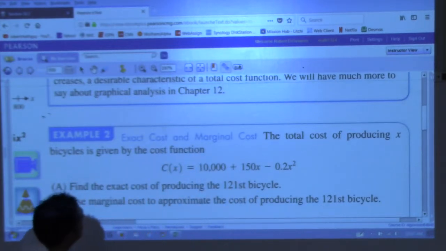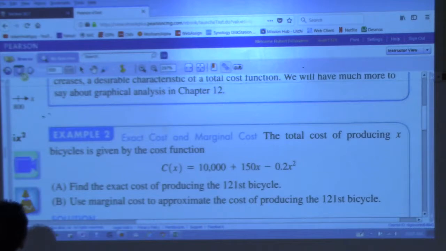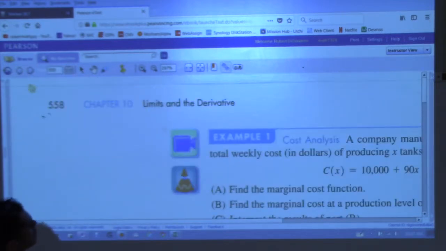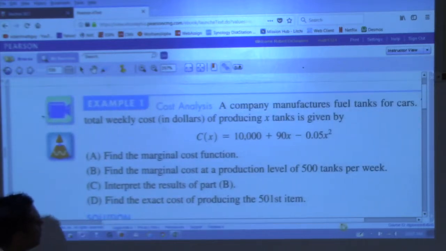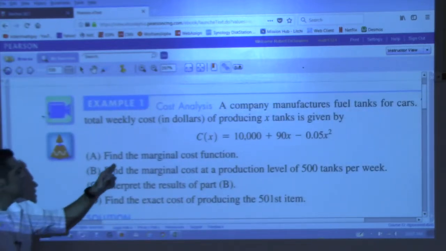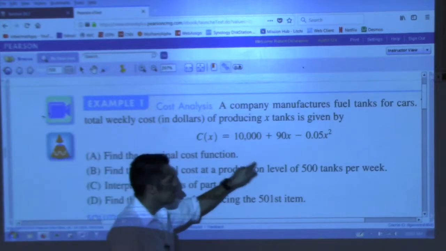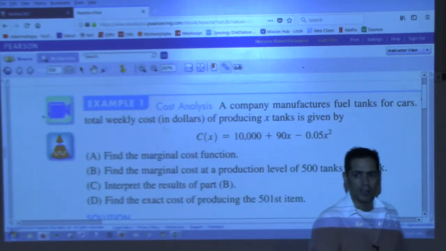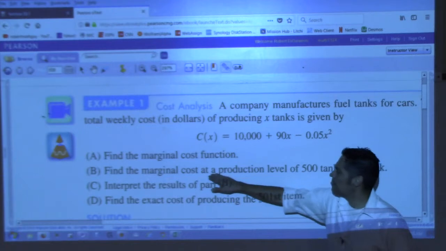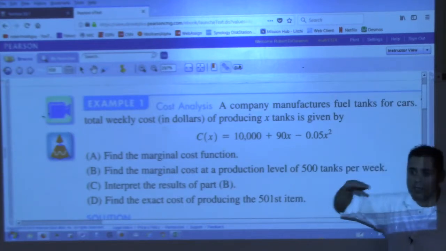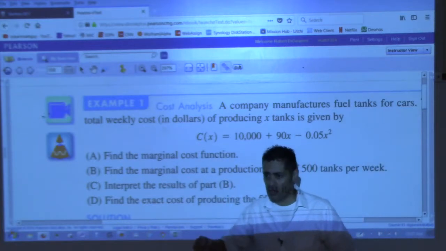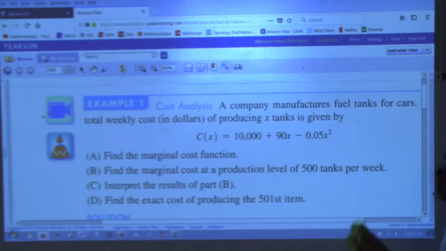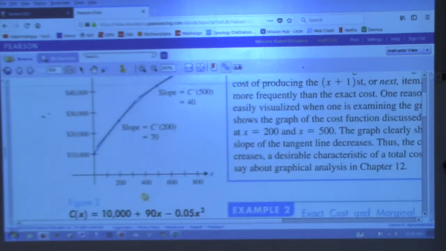What about the previous problem? Did we do that wrong? Well, let's look at this one. They tell us, find the marginal cost at a production level of 500. They're telling us, at this production level, what is the slope of the tangent line? That's what this is asking us. Find the marginal cost at that production level. This problem that we just did, or that we're about to do, the wording is a little different.